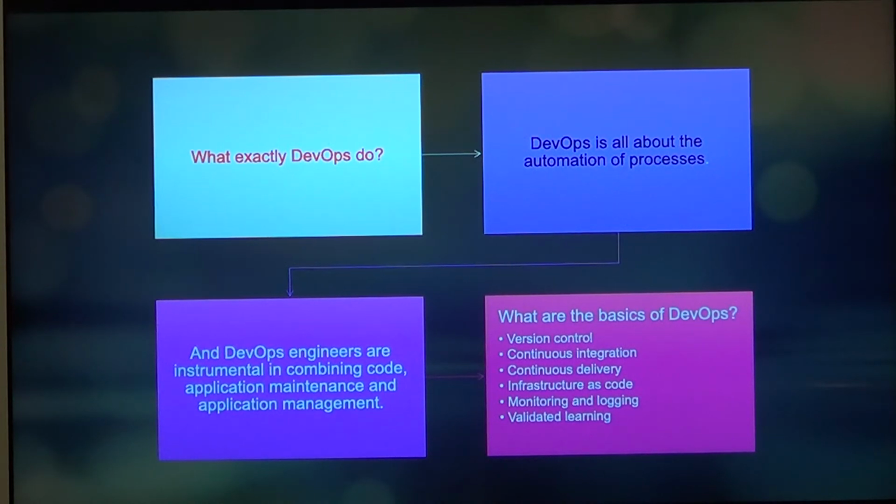What are the basics of DevOps? This slide shows the basics of DevOps: version control, continuous integration, continuous delivery, also called CI/CD, infrastructure as code, monitoring and logging, and validated learning. Now, version control. Version control is also known as source control. We can track and manage the changes to software code.